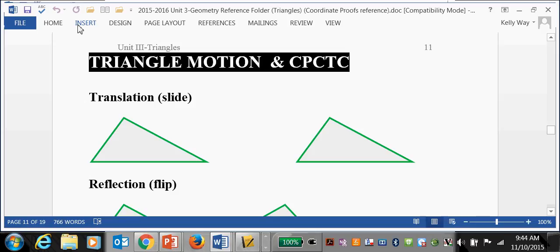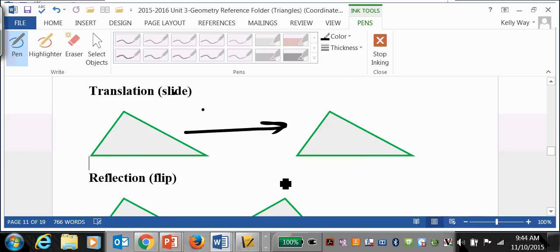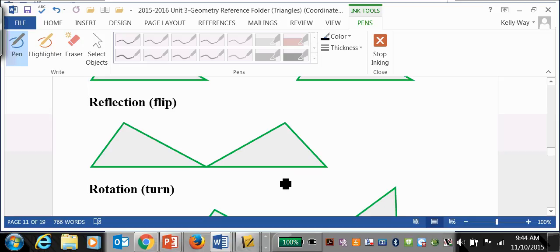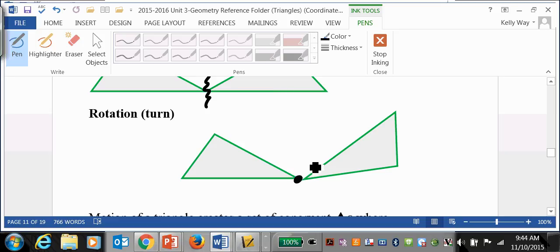So slide, flip, turn. Translation is just a slide. Translation, so you slide, that's a translation. Reflection is a flip, or I like to do a little squiggle and think of it as a mirror image. A mirror image. A rotation, you darken a pivot and then imagine something rotating on that pivot.